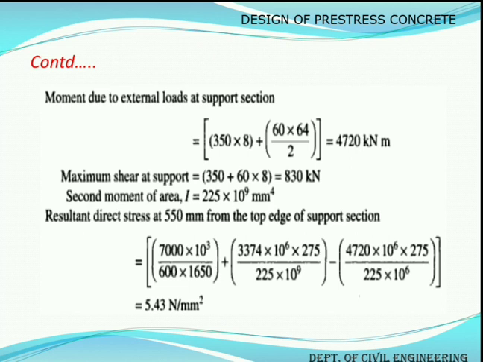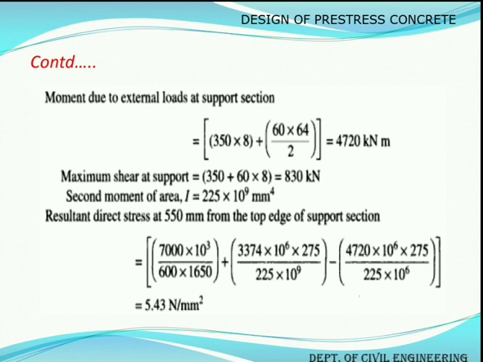Now here again your basics come into picture, and the calculations which we have done in the first chapter also become important in this example. Next, the maximum shear at the support, that is the reaction developed at the cantilever. As a cantilever has a single support, the reaction developed will be 350, which is the point load, plus 60, which is the UDL over a distance of 8 meter. So 350 plus 60 into 8, we get a reaction of 830 kilonewton.